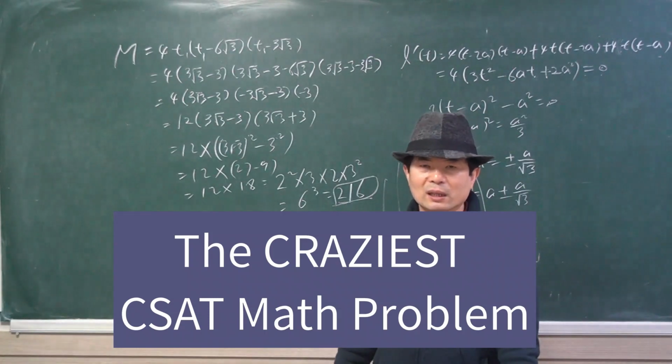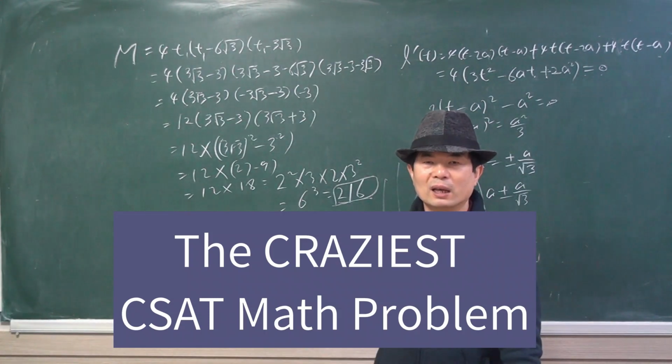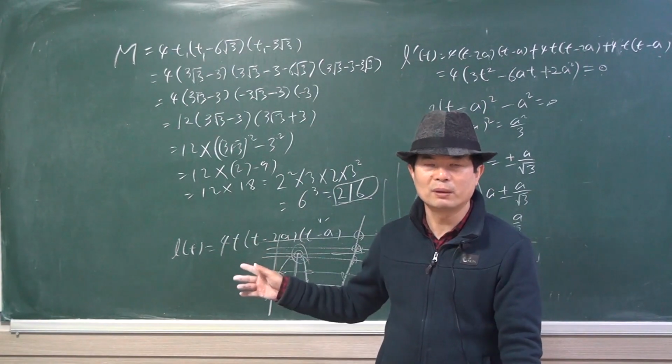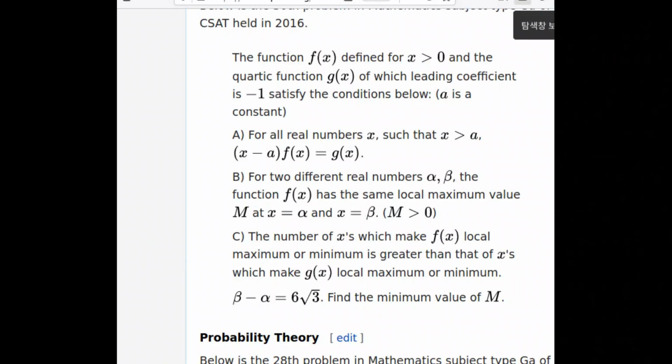They must be insane. So they made this crazy problem. The function f(x) defined for positive x and the quartic function g(x), of which the leading coefficient is -1, satisfy the conditions below. a is a constant. A: For all real numbers x greater than a, (x minus a) times f(x) equals g(x).